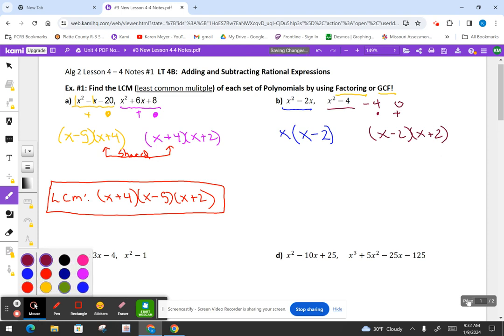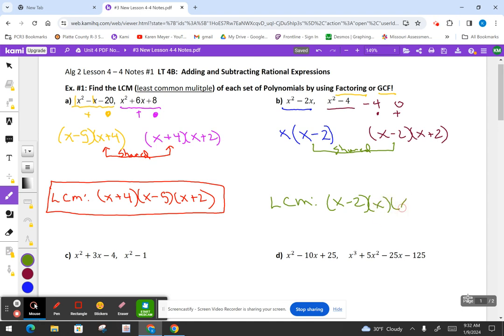Then look for what's shared. And hopefully everybody notices, oh, x minus 2 is shared. So that means I only have to write it down one time. And then let's include what's not shared, which is an x and also an x plus 2. Now, when I write these three things down, does it matter what order I write them in? Could I have put x plus 2 first, then x minus 2 and x last? Well, yes, you could. It doesn't matter the order, it just matters that you have those three items listed.